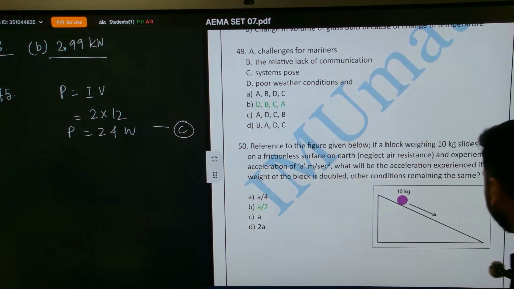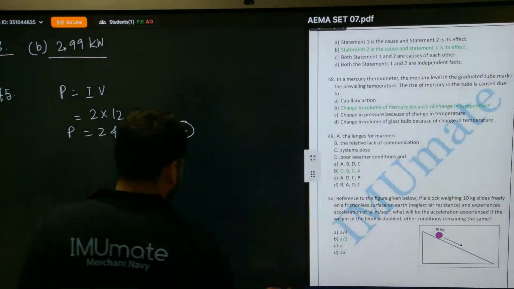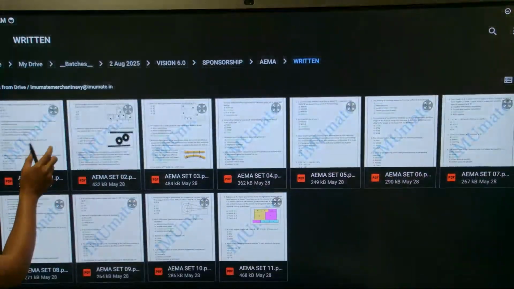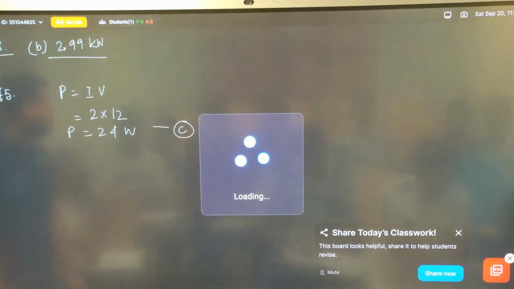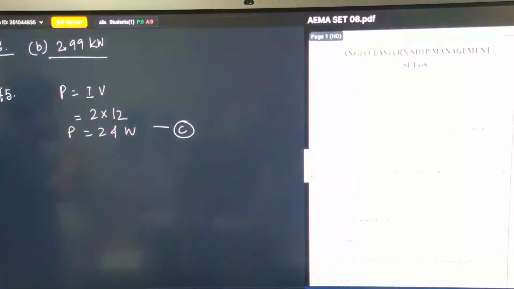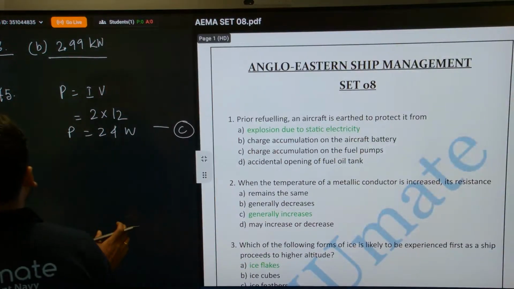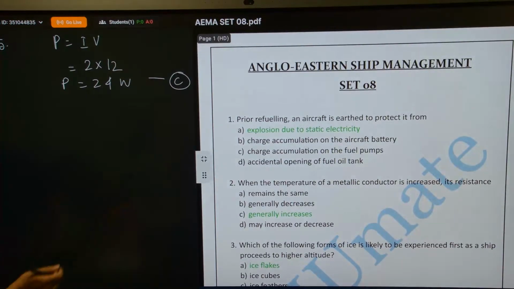Okay, so we're done with this. Let's check the next one. We will get to the 8. We will complete this part today. Now look, set 8. Let me start the next page.